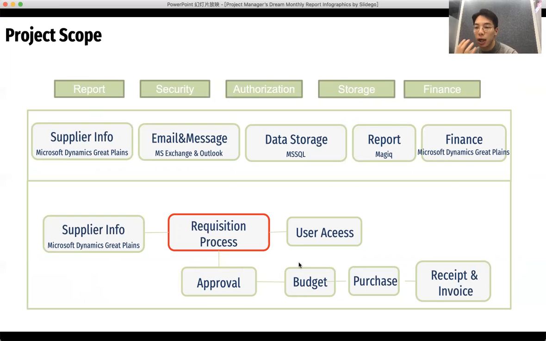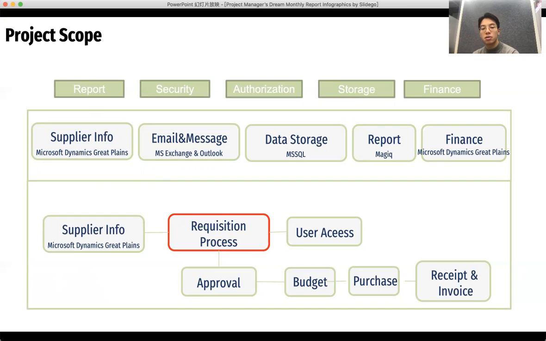The budget part would check whether they have sufficient financial support or sufficient budget in the system. If the budget check approval is good, this process would next go to the purchase part. The purchase part is like to make this deal happen, right? And after the purchase, there are final steps such as getting the receipt or invoice. So this bottom layer is a general introduction of the total project group.